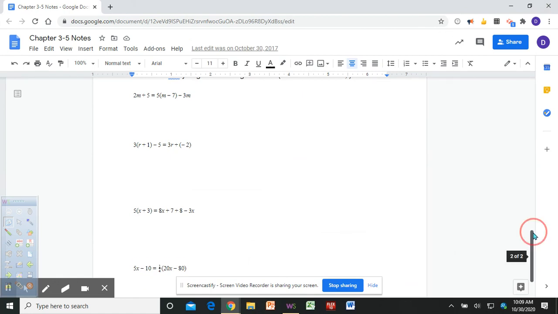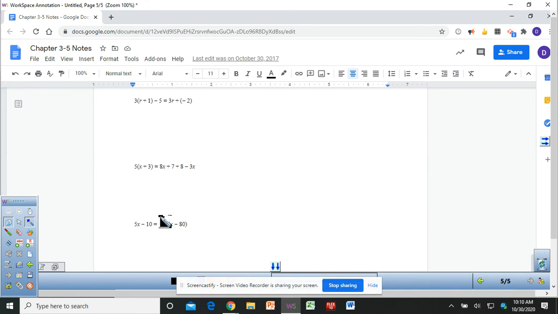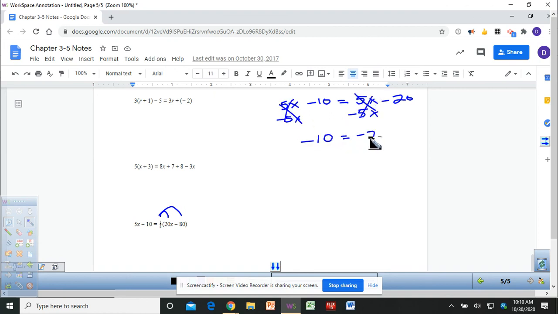Okay, we'll try one more. So first step, I'm going to distribute. So I have 5x minus 10 equals 1/4 of 20 is 5x. 1/4 of 80 is 20. I'm going to get rid of the 5x on the right side because I do not want letters on the right side. And those are going to cancel out, leaving me with negative 10 equals negative 20. Negative 10 and negative 20 are not the same, so we put no solution.